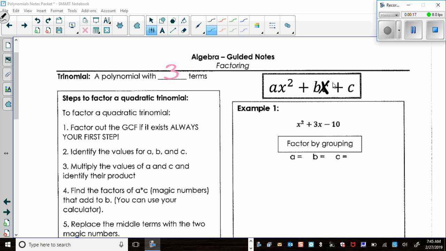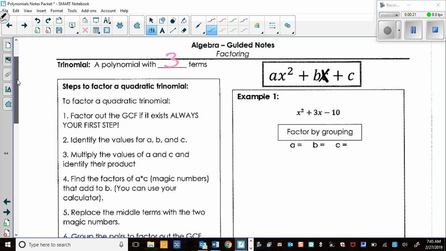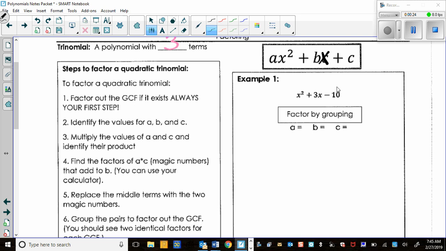Go ahead and change that to x. That was a typo there for you guys. And let's look at the problem. Step one. If I'm trying to factor out this trinomial, what do you do? You factor out the GCF if it exists. This is always your first step.